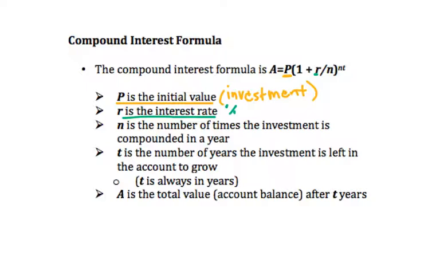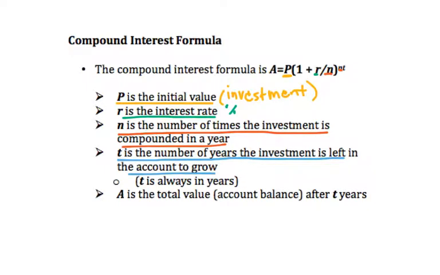Then we have N. N is the number of times the investment is compounded in a year. So here's N. Notice it shows up twice in our compound interest formula, so we're going to put it in both of those locations. And we'll talk more about N in just a second. T is the number of years the investment is left in the account to grow.